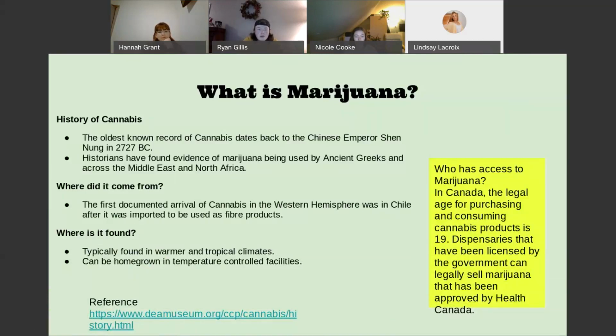The first documented arrival of cannabis in the Western Hemisphere was in Chile after it was imported to be used as fiber products. Where is it found? Typically in warmer and tropical climates. It can also be homegrown in temperature controlled facilities. In Canada, though, the legal age for purchasing and consuming cannabis products is 19 years old. Dispensaries that have been licensed by the government can legally sell marijuana that has been approved by Health Canada.